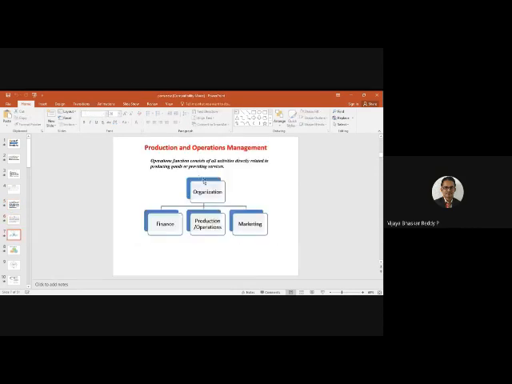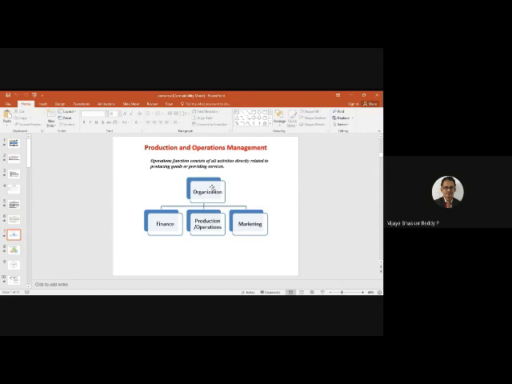Let's start with a brief introduction. You may be familiar with the subject name, production and operation management. Imagine an organization, either a manufacturing concern or a service concern. The organization has major departments: finance department, production and operations department, and marketing department.